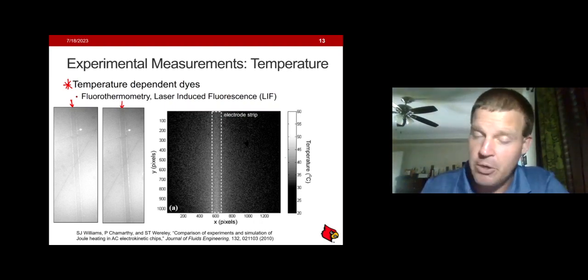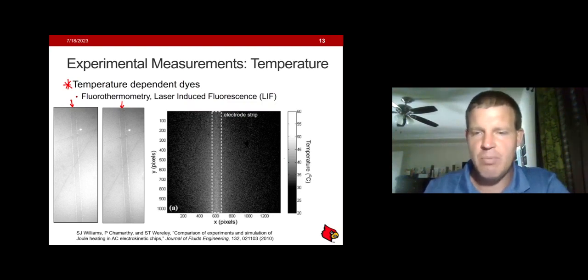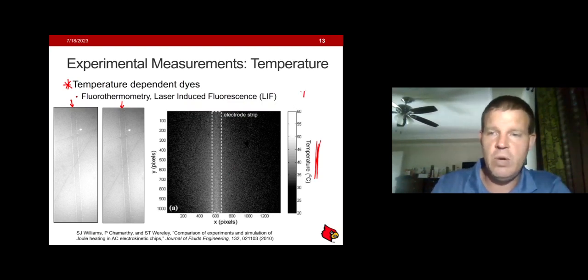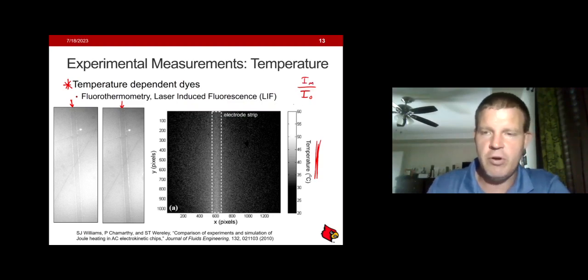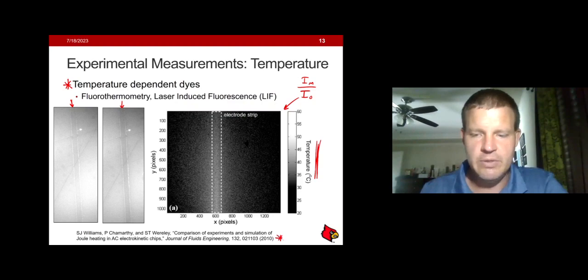So you do have to calibrate your dye as well with a known temperature, whether it be with a heat cell or something else. But either way, you need to calibrate your dye so then you can ultimately know what your resulting temperature is based on how much it changes. And you typically do a ratio, so a ratio of your measured over your initial, and then you compare that with a calibration, and then you can get your temperature from that. So here is a reference for you to look at the technique that we did.